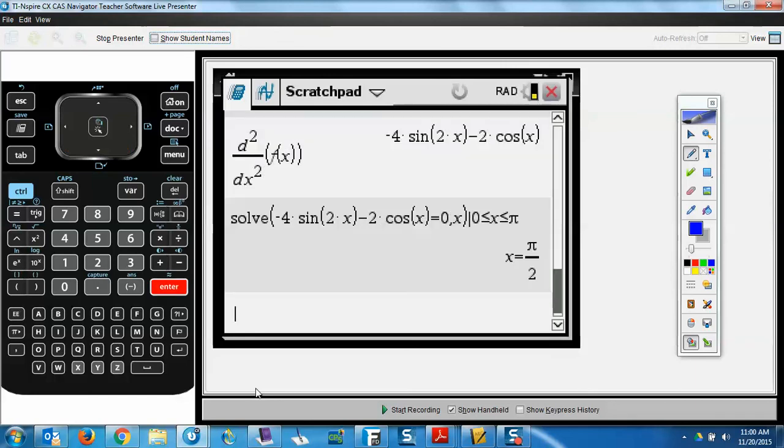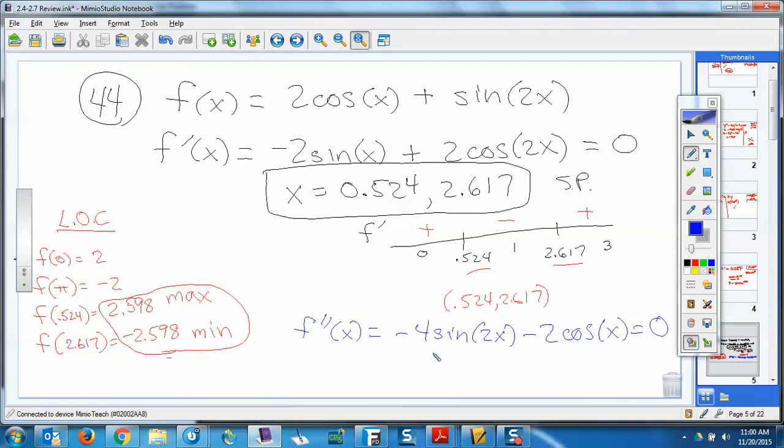Okay, and we only get one, pi halves. We get x equals pi halves. That's a possible inflection point. What do we do with that information? We put it on a number line. Pi halves. Now we have a calculator. We could do like pi over 6 or something, but why not just do numbers?